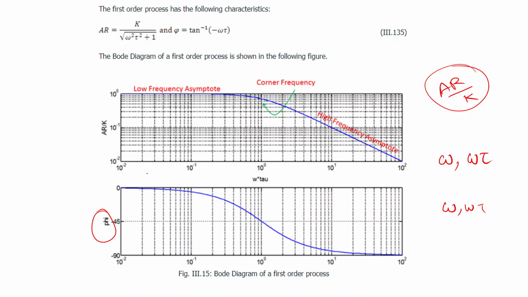If omega tends to 0, that is on this side, we define this as the low frequency asymptote. If the frequency tends to infinity, then we call this the high frequency asymptote. And the frequency at which omega tau is equal to 1, we call the corner frequency. So this is for a first order system. Similarly, we can draw the Bode plot for second order systems and also closed loop systems.